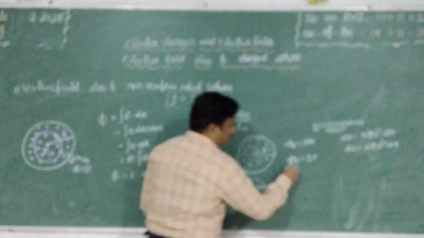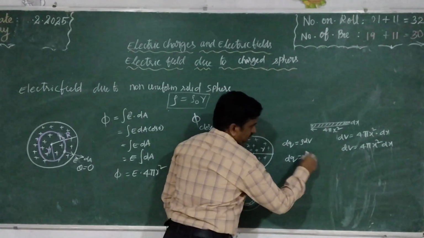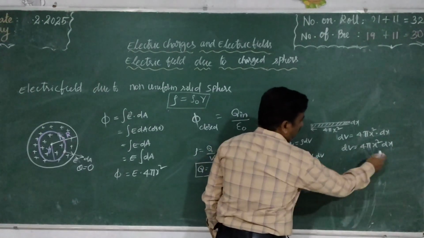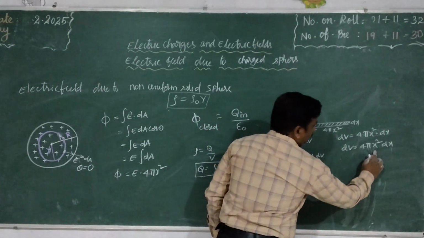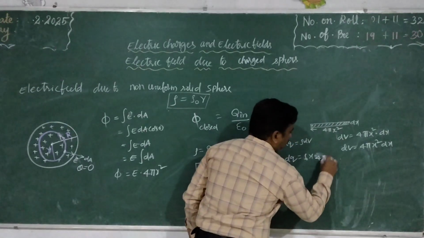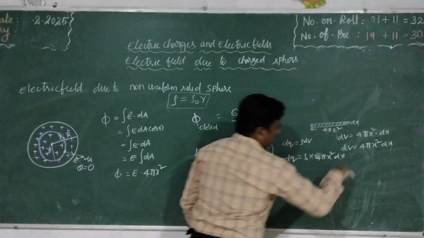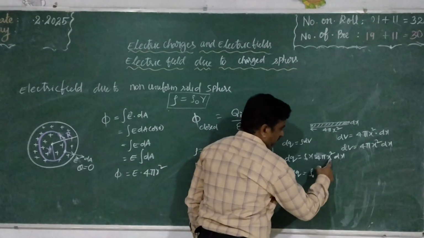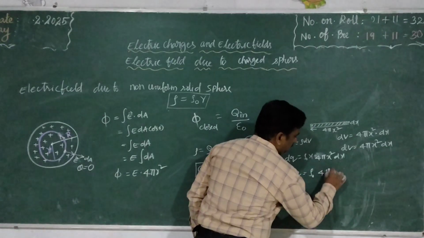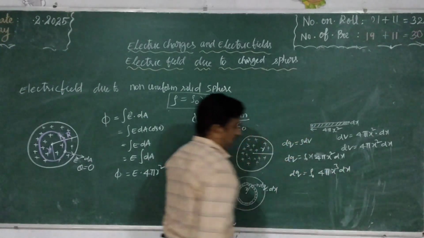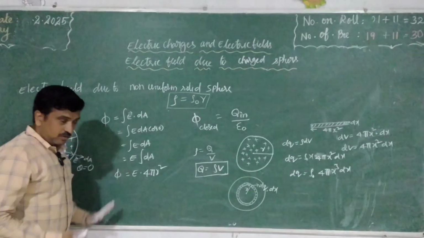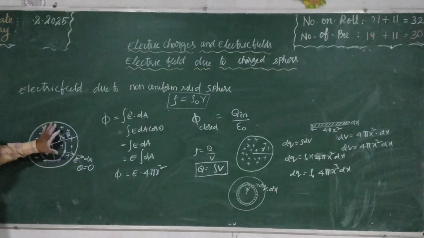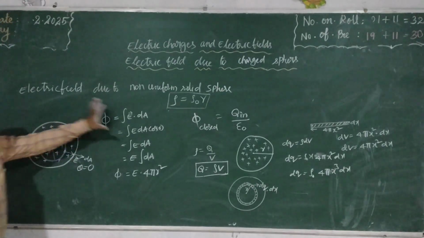Instead of dq equal to rho naught x dV, we can write dV as 4 pi x square dx. So dq equals rho naught x into 4 pi x square dx, which gives 4 pi rho naught x cubed dx. Again I repeat, this is a solid non-conducting, solid non-uniform sphere.